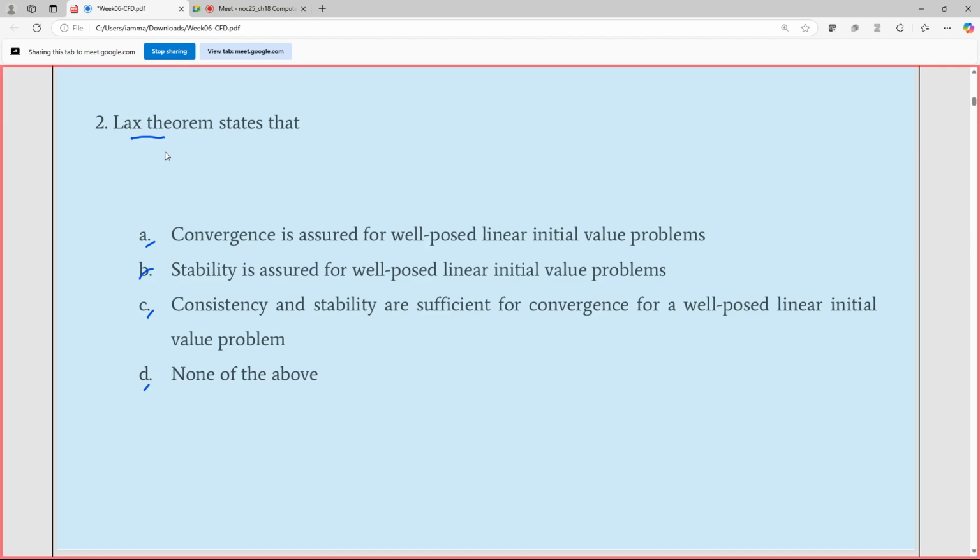To simplify, what does the Lax theorem directly state? Is the Lax theorem on convergence, or stability, or consistency? Which of these three factors does the Lax theorem state about?